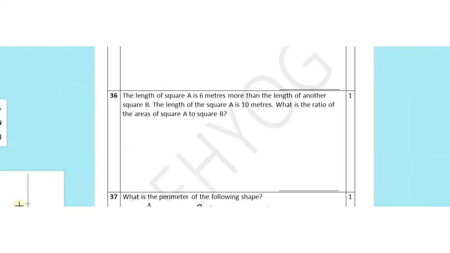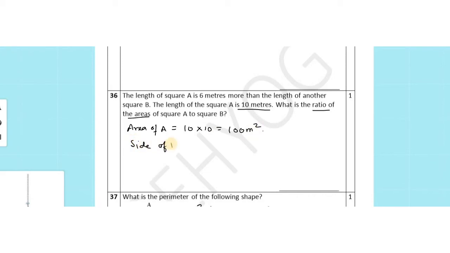In number 36, the length of square A is 6 meters more than the length of square B, and the length of square A is 10 meters. So, we have to find the ratio of their areas. First, let us find out the area of A, that is 10 times 10, 100 meters square.